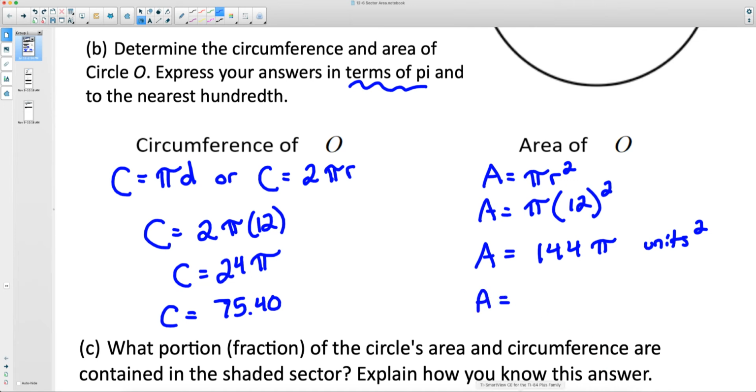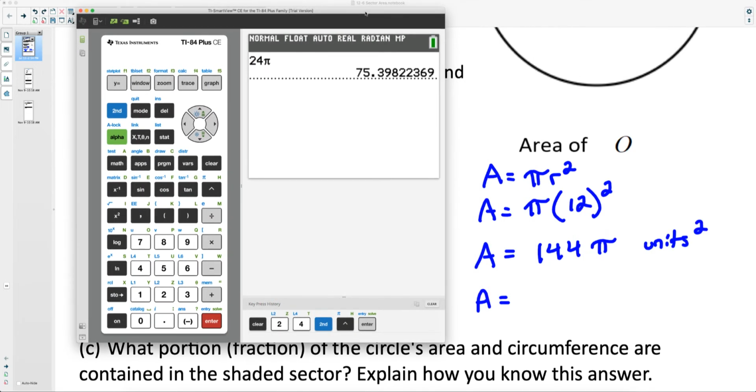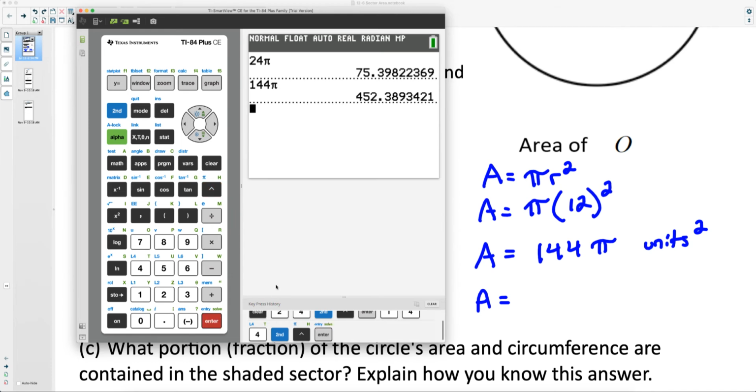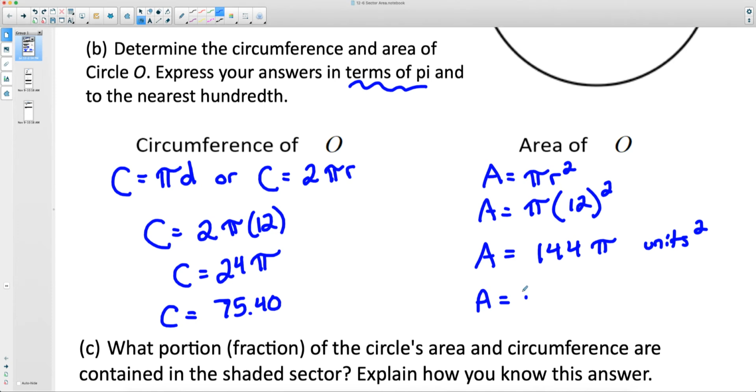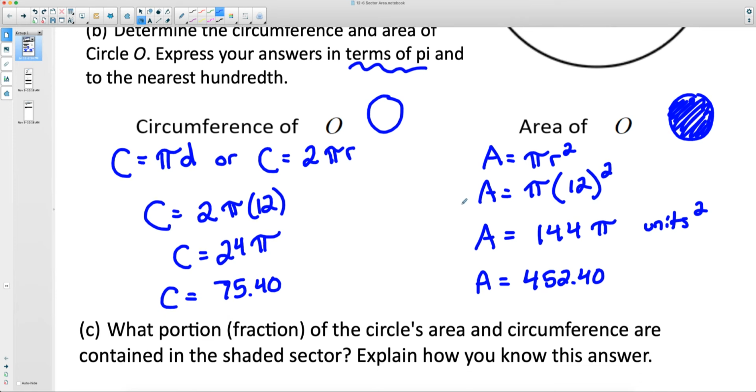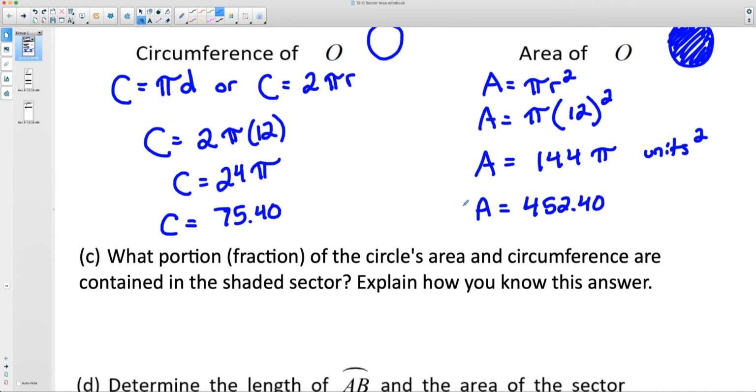And if we want to round to the nearest hundredth, 144 pi would be 452.40. Okay, that's our entire circumference, so that's all the way around the circle. That's our entire area, so that's all of this shaded in. It's everything. Now they're asking us what portion or fraction of the circle's area and circumference are contained in the shaded sector.